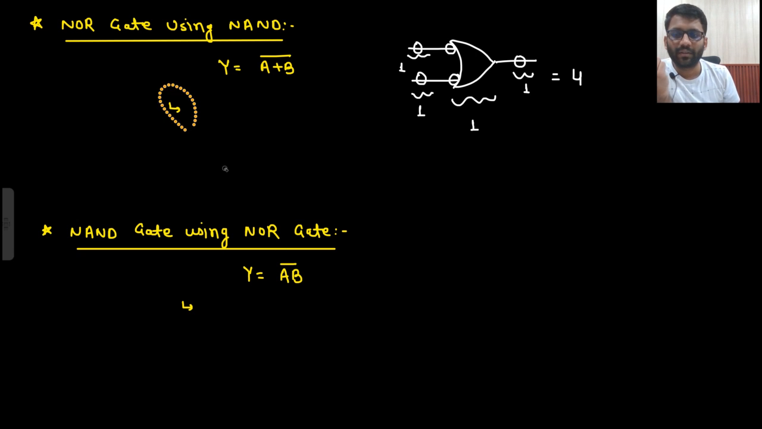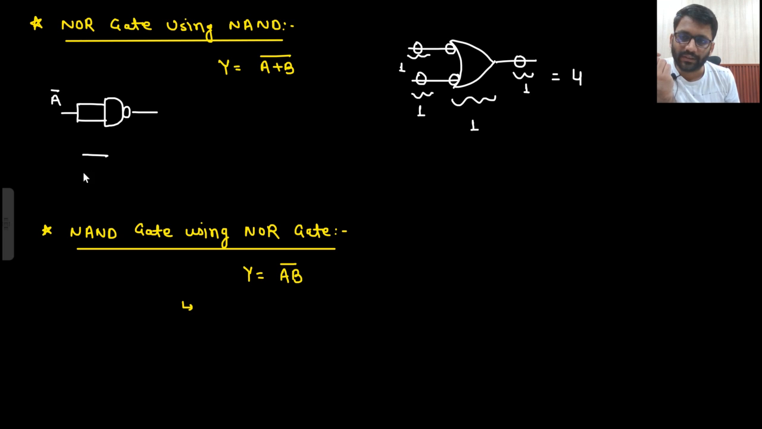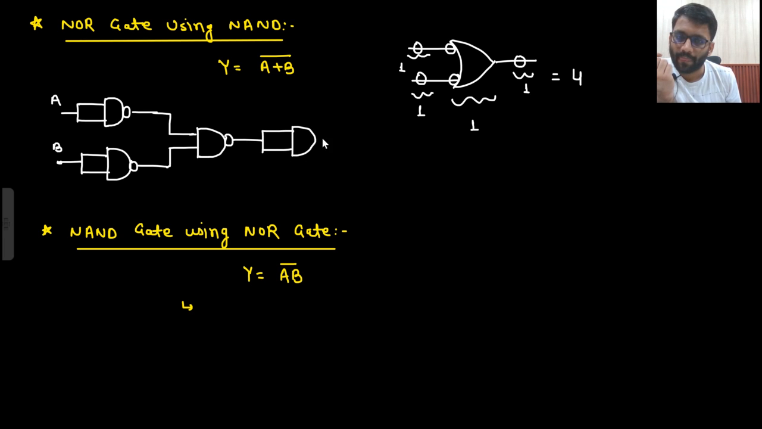How will you implement it? Very easily you can implement. This is your A bar. This is your B bar. And then it will go here. Sorry, this is not bar, this is A and B only. This will go here and then another bar will come. So that's it. This is the way you can implement.